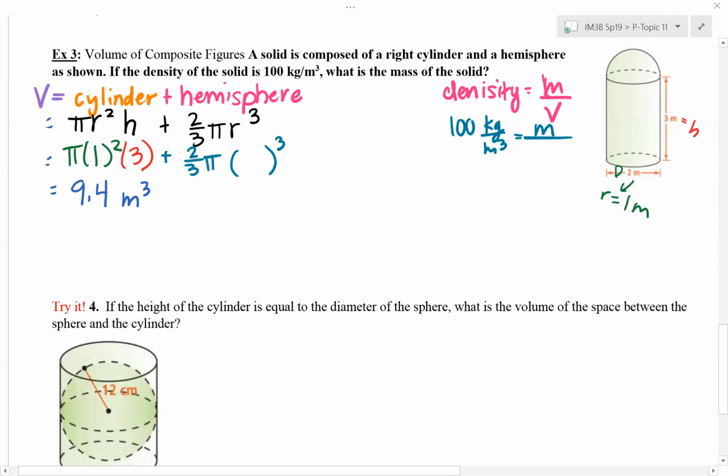Plus the volume of the hemisphere is going to be 2/3 times pi times the radius cubed. And so what is the radius of the hemisphere? It's also 1, right? They're sitting together perfectly, so they have the same radius. And so we're really just doing 2/3 times pi because 1 to the 3rd power is still 1. And so that should give us about 2.1.